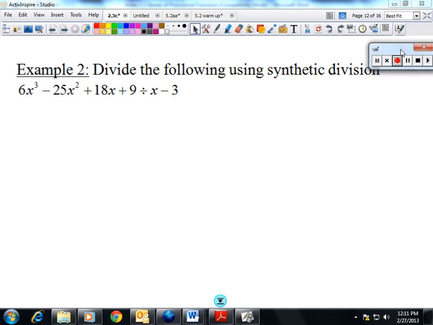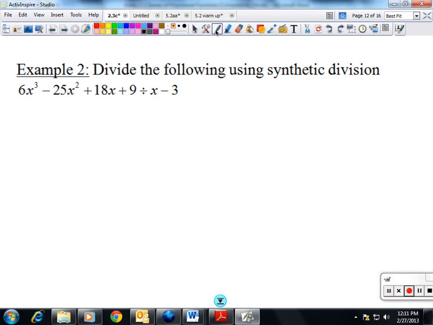Alright, synthetic division. What you do is you set this x minus 3 equal to 0, and you get x equals 3. This goes in your box, and then you take your coefficients, 6, negative 25, 18, and 9, and you put them across the top.